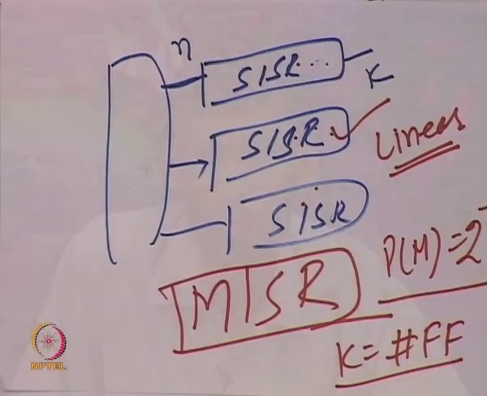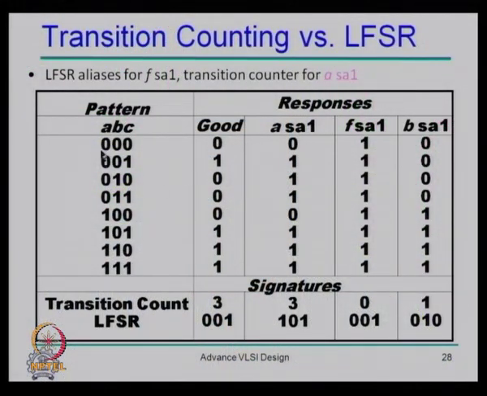So this can give you a very compact response and needs very little hardware. If you compare with the previous approach that we discussed, the transition count, consider a circuit with 3 inputs and this is the good value. If there is a stuck-at fault at the A input, a stuck-at fault at the B input, and a stuck-at fault at the F output, these are the responses. If you see this output, the transition count may not be able to detect it. This shows the difference between the transition count and the LFSR.